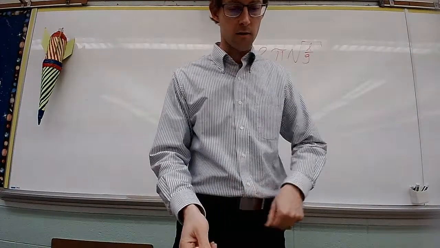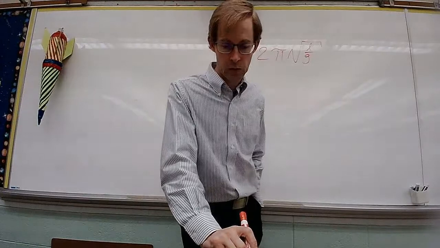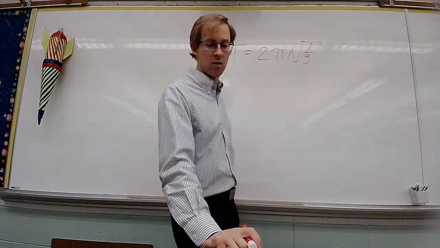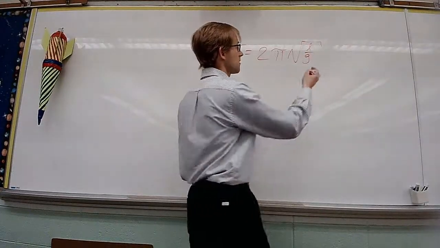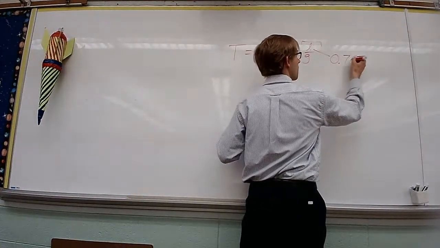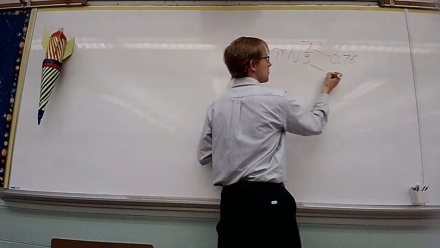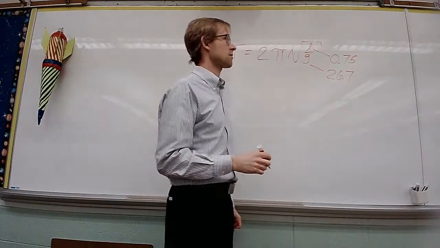Number 6, the gravitational acceleration on Jupiter is 26.7 meters per second squared. What does your friend measure the period of your pendulum to be? So again, the length is the same value, 0.75 meters, and now g is 26.7 meters per second squared.